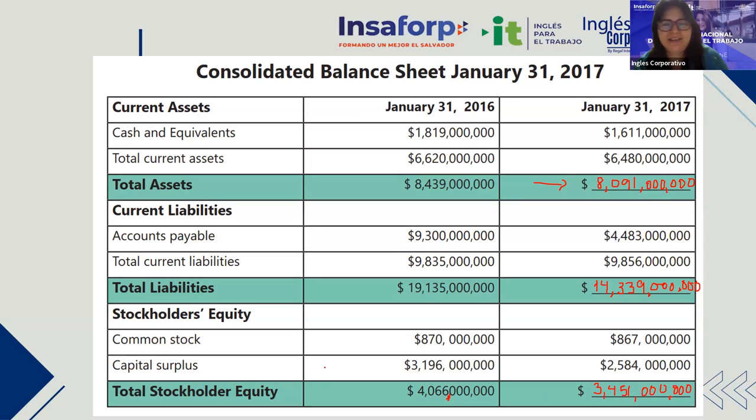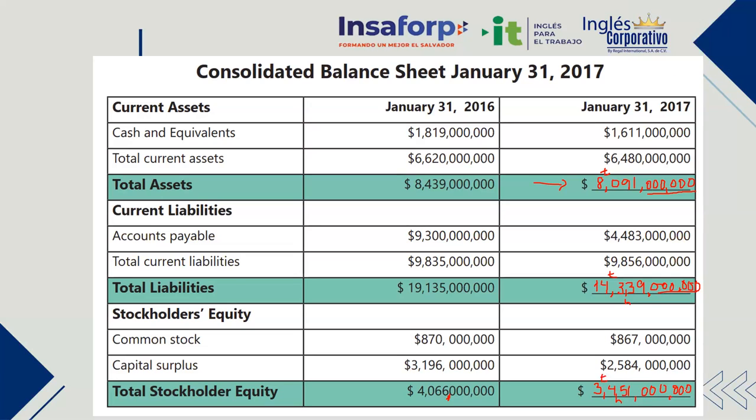Nice. Any question here? ¿Puede repetir cómo se leen los totales, teacher, por favor? Claro que sí. This is 8,091 million. Porque lleva 6 ceros, es million. Okay. Y aquí tenemos 14,339, es 339 million. 14,339 million. Okay. Right here, 3,451 million. Okay, thank you, teacher.